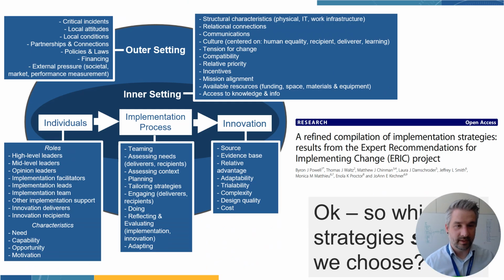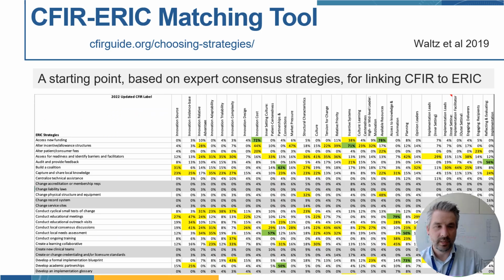So then the question is, okay, we've got these big lists. What should we choose is the question. And again, thankfully, some people have started to do some work in this space. There's been some work based on expert consensus, trying to identify best bet strategies along the first column to address CFR related domains along the top.